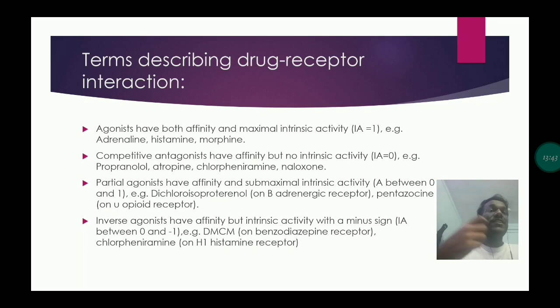Then we have the inverse agonist. The inverse agonist has affinity, but its AI, that is the intrinsic activity, is negative, from 0 to -1. So it can be anything between 0 and -1, because it produces a response in a completely opposite direction. So that's how the theory explains all the four terminologies and the interactions of the drug and receptors.